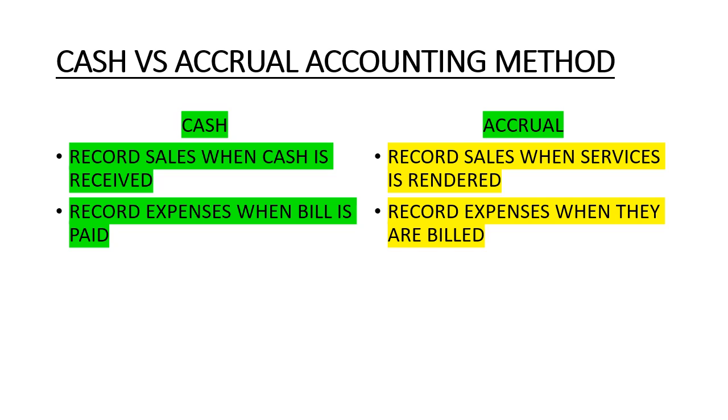Hello everybody. Today we are going to discuss cash versus accrual accounting method. In cash accounting method, we record sales when cash is received and we record expenses when a bill is paid. This is the simplest form of accounting method and it is very easy to keep track of.